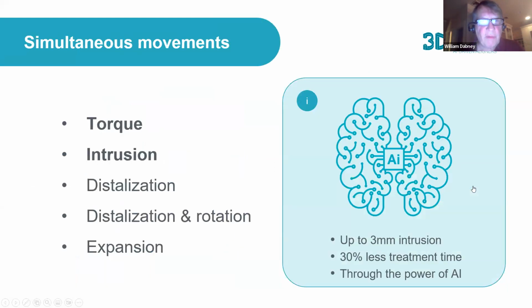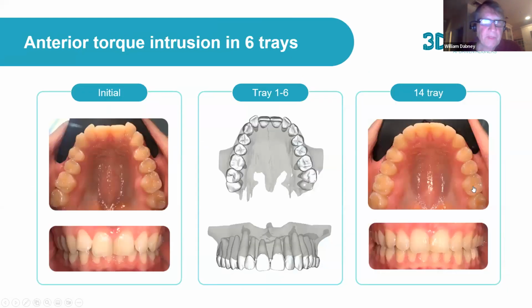All right, simultaneous movement. We're doing torque, we're doing intrusion, and we're doing distalization of the bicuspids and molars. We're doing some rotation, and then you get expansion at the same time. So with that simultaneous movement, your cases will treat faster and more predictably. And then some before and afters of cases. People see this pretty quickly. It's not like we're waiting and waiting. It's all good, it's going continuously.